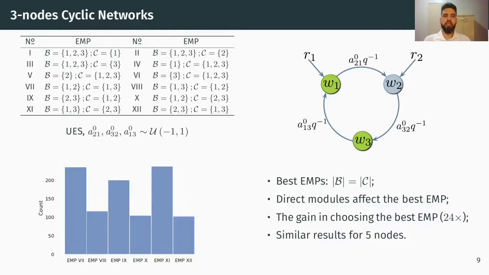One more time, we have observed a considerable gain in choosing the best EMP compared to the worst case, typically 24 times better in many experiments. We have observed similar results in a cycle network with 5 nodes. This principle remains valid.